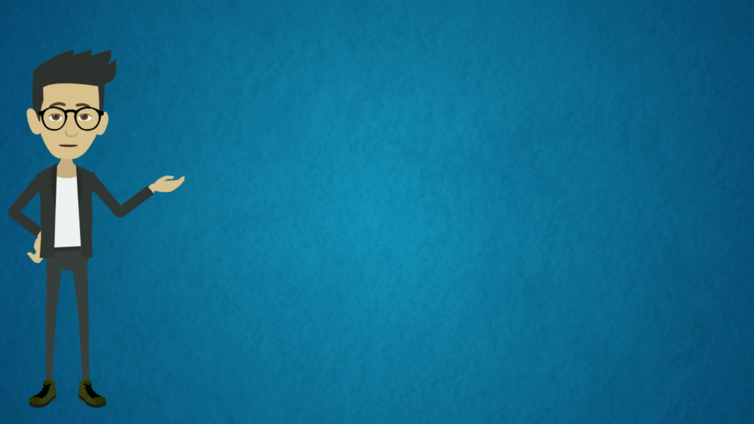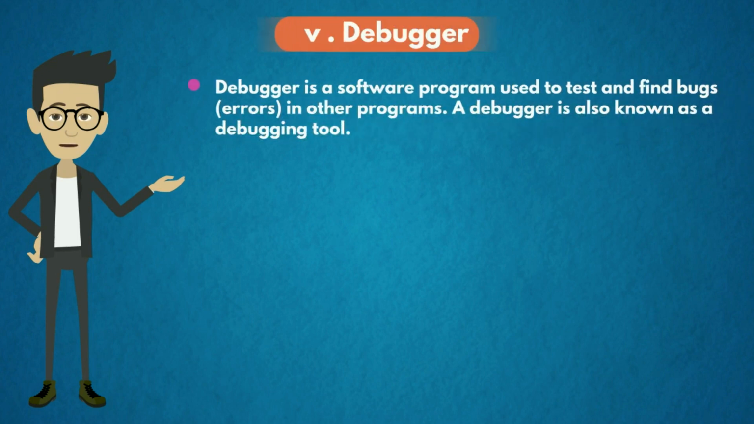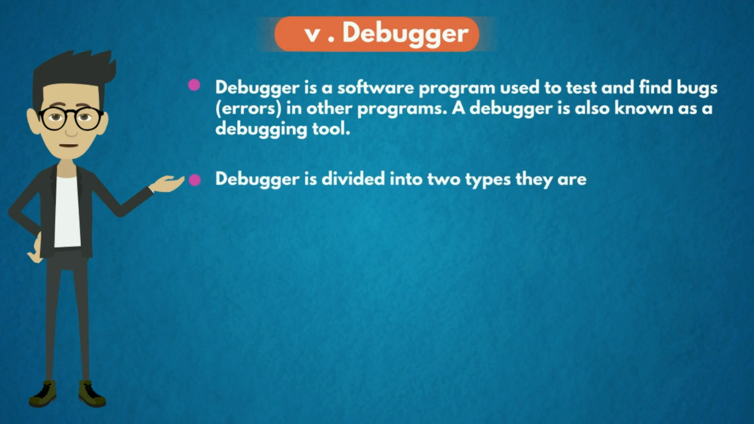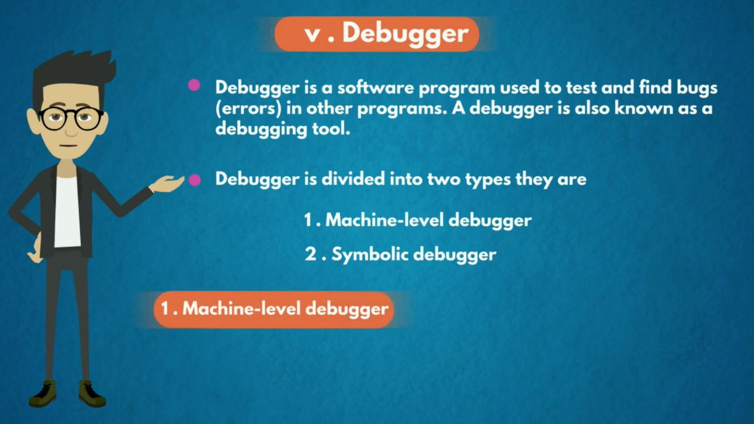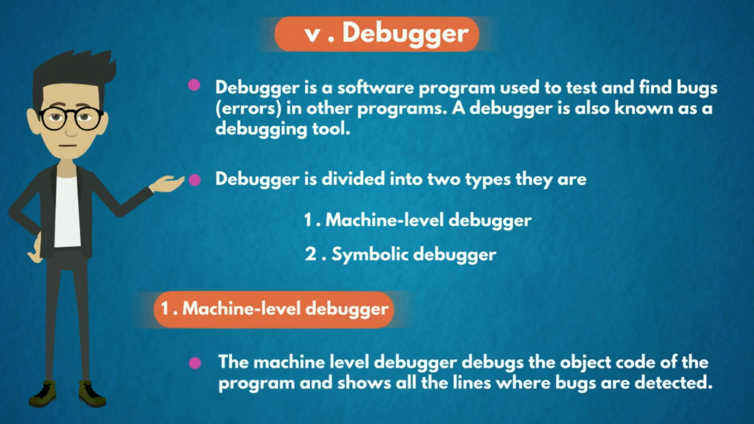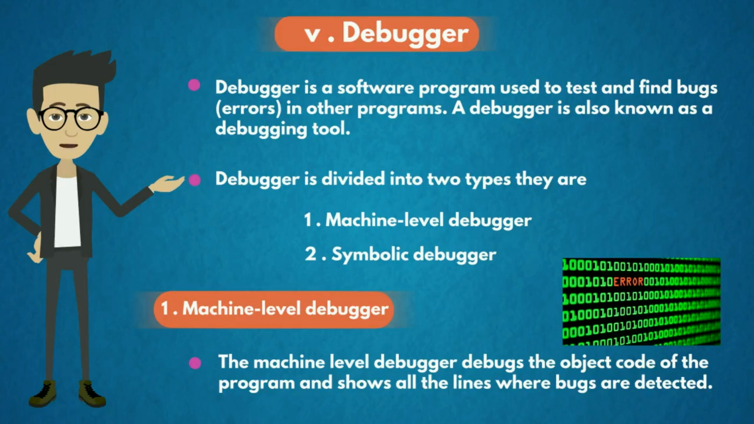The fifth system tool is debugger. A debugger is a software program used to test and find bugs or errors in other programs. A debugger is also known as a debugging tool. Debuggers are divided into two types. They are first, machine level debugger, and the second one, symbolic debugger. Let us first know what is a machine level debugger. The machine level debugger debugs the object code of the program and shows all the lines where bugs are detected.